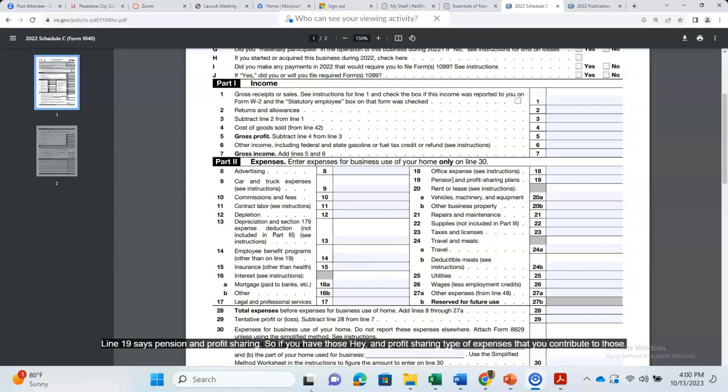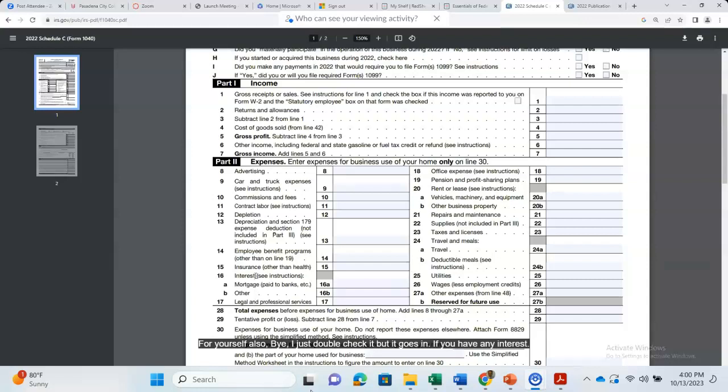Line 19 says pension and profit sharing. So if you have pension and profit sharing types of expenses that you contribute to, either for yourself or for your employees, it goes in here. I'm not sure, honestly, about for yourself, but definitely for your employees it goes in here. I'll double check it, but it goes in here, line 19.